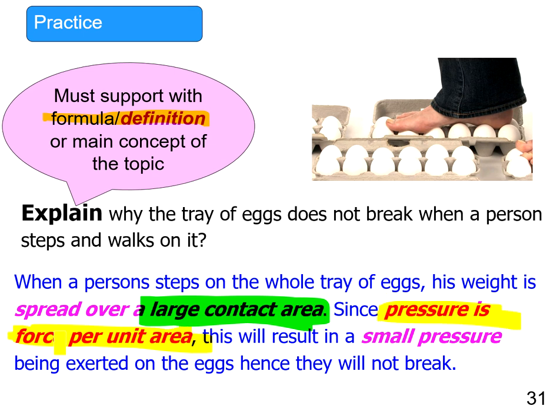So because it's force per unit area and your force is spread over a large area, then the pressure that you exert will be small. And because the pressure is small, the eggs will not break. Now this last bit here, hence they will not break, is actually linking back to the question. It makes the whole answer seem more complete.